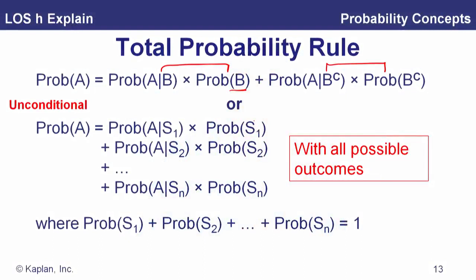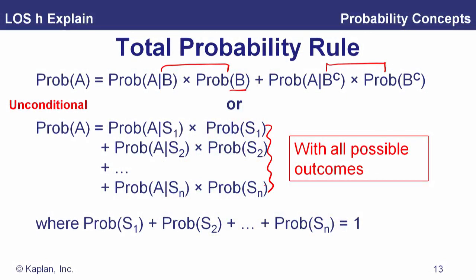Now, in that example, we only had two conditionals there, right? B and not B. But we can generalize that a little bit. If we had any number of conditional events, as long as we've got all the possible ones, as we did with B and not B, that covered everything. Well, in other situations, it might not be that straightforward. So we can have a number of conditional events here. And so our conditional events here are S1, S2 through Sn.